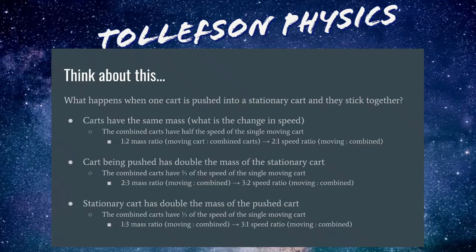Now, if the stationary cart has double the mass, it's going to slow things down more because now you have a 1-to-3 mass ratio compared to beginning and end. And so the speed is going to slow down by 1/3 as well. So we'll look at this in a more mathematical way, but we see that whenever these carts combine, the overall thing is slowing down.